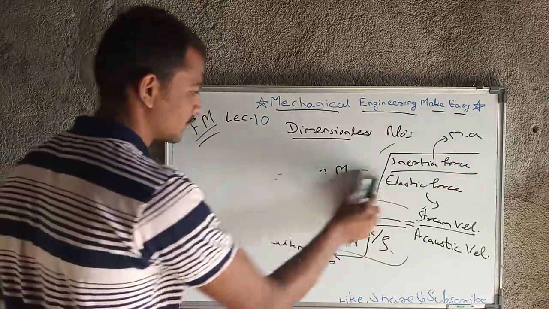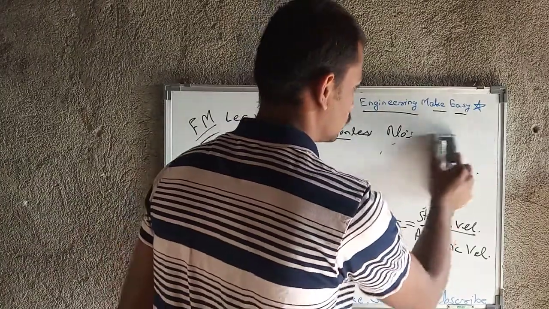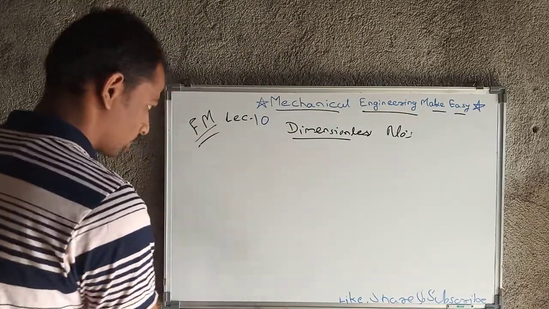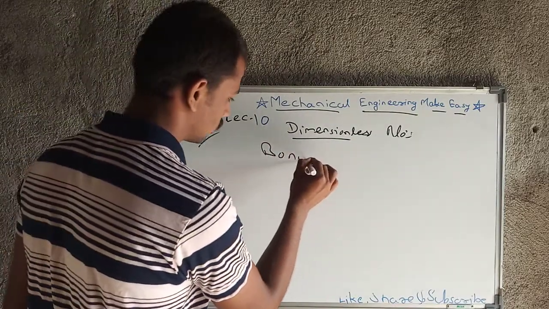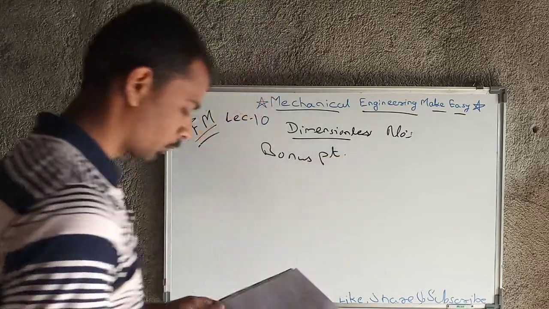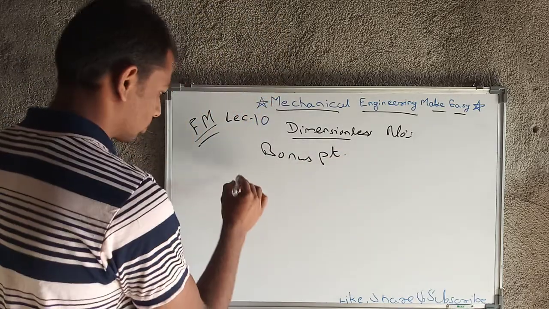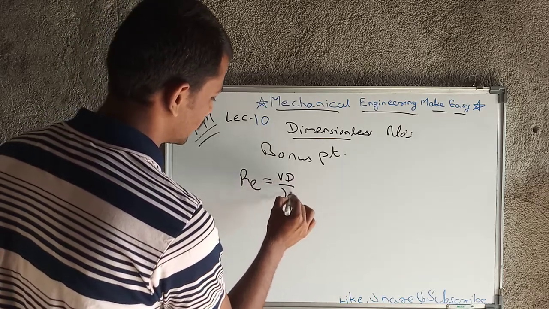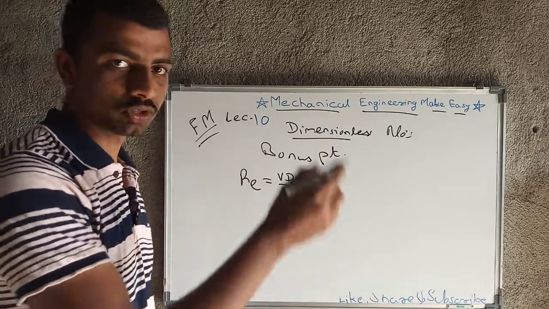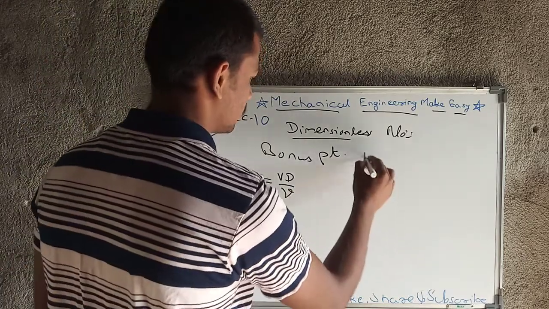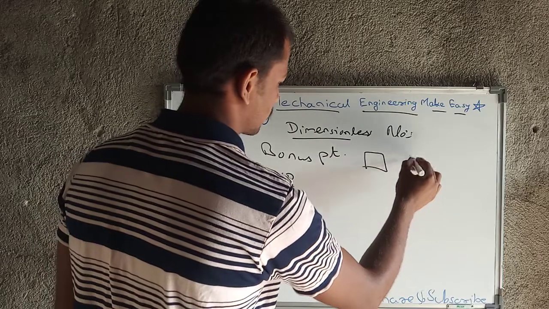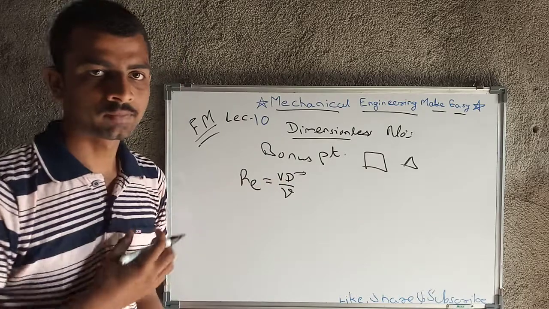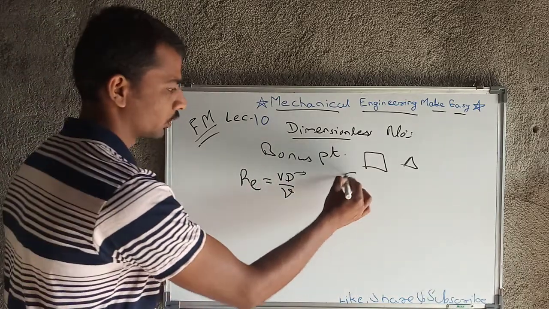So these are some numbers that I wanted to discuss with you, and I have a bonus point also. Reynolds number we have discussed, that is Vd by nu. But if the pipe is not circular, there may be a case that the pipe is rectangular or triangular. Diameter we can calculate only in the case of a circular pipe.